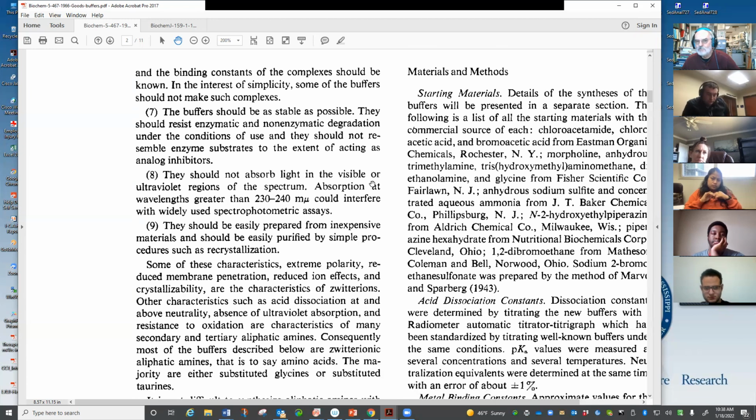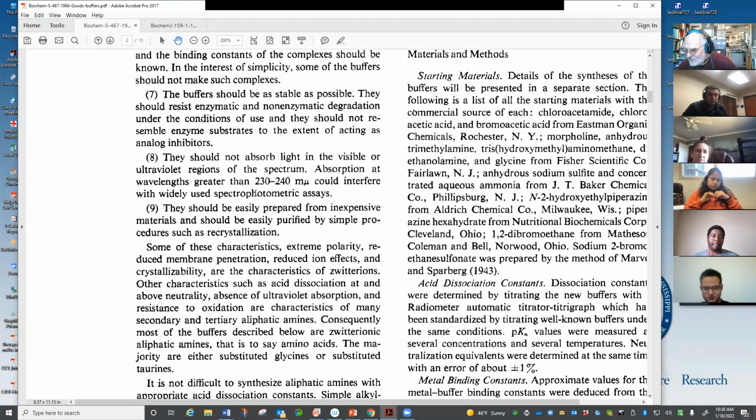They should not absorb light in the visible or ultraviolet. Now, the reason for that has to do with protein concentrations primarily, but it could be for DNA concentrations as well. You know, I talked to you about this a little bit, and we'll say more about this, that most proteins tend to have a UV spectra.